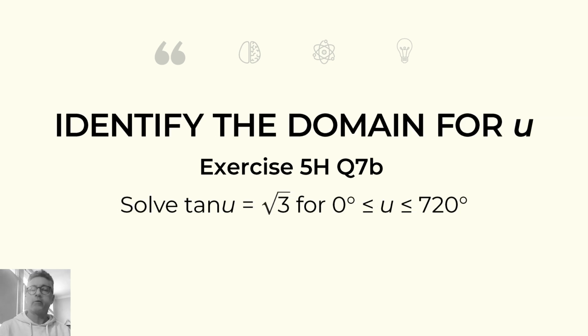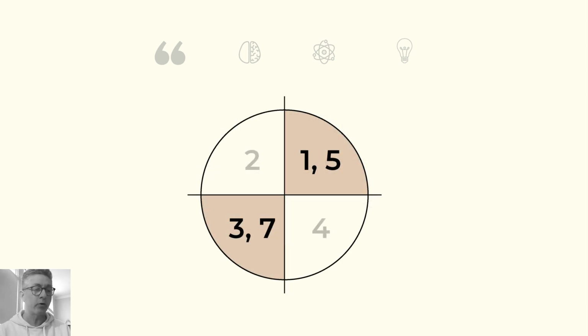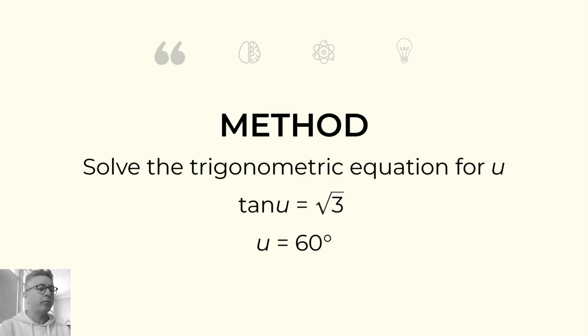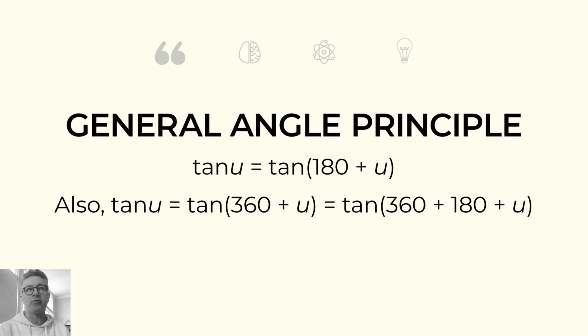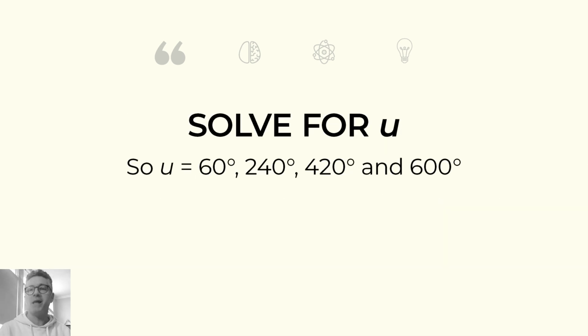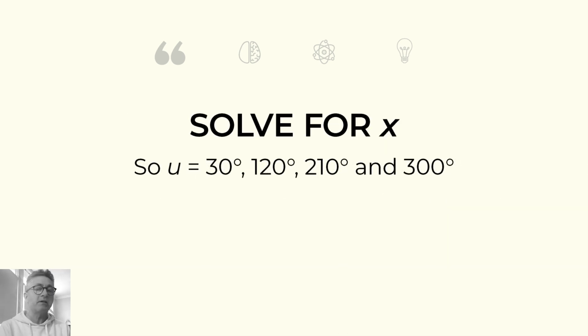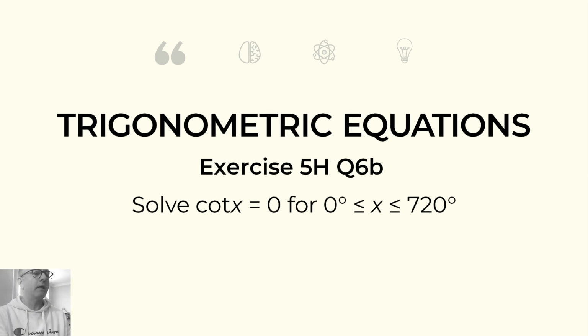We can see then that the result could be in the first or the third or the fifth or the seventh quadrant. First quadrant means we've got 60 degrees. Third quadrant means we've got 180 plus 60 degrees, because tan of theta is the same thing as tan of 180 degrees plus theta. We've got 420, and we've got 360 degrees plus 180 degrees plus 60 degrees, which is 600 degrees. And because x is a half of u, we're left with x is 30 degrees, 120 degrees, 210 degrees, or 300 degrees.